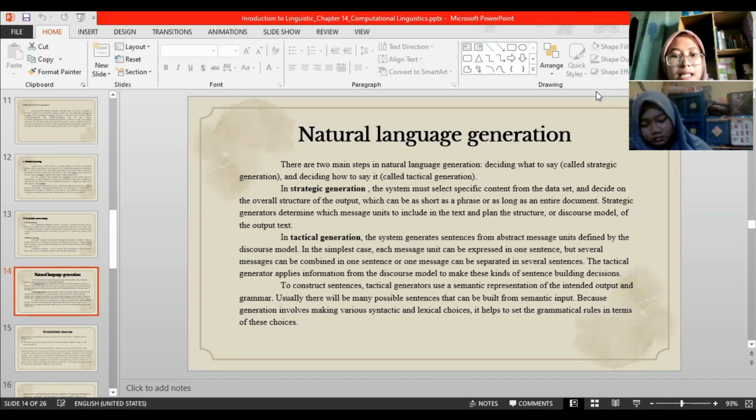In the simplest case, each message unit can be expressed in one sentence, but several messages can be combined in one sentence, or one message can be spread over several sentences. The tactical generator applies information from the discourse model to make this kind of sentence-building decision. To construct sentences, tactical generators use a semantic representation of the intended output, and a grammar. Usually, there will be many possible sentences that can be built from the semantic input, because generation involves making various syntactic and lexical choices. It helps to set the grammatical rules in terms of these choices.